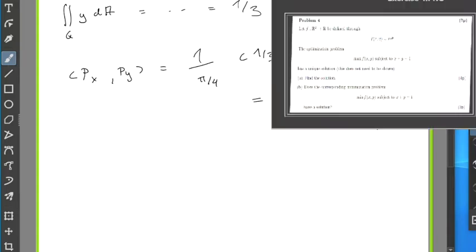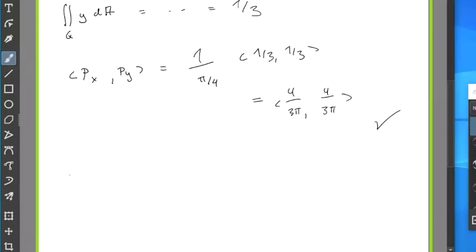I could argue using the fact that this body is symmetric around the line x equals y. So if we change the roles of x and y, we end up with the same body, and then the integrals will be the same. That would be an argument, more than if you do the calculation, you get 1/3. Exactly. Since the shape is symmetric.